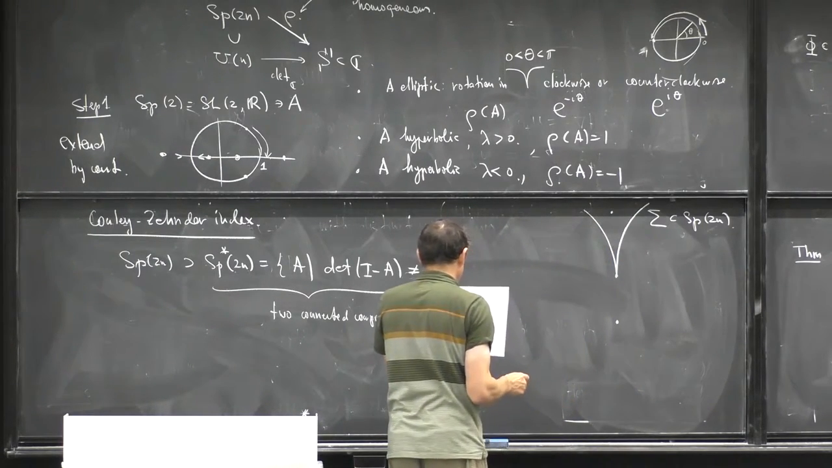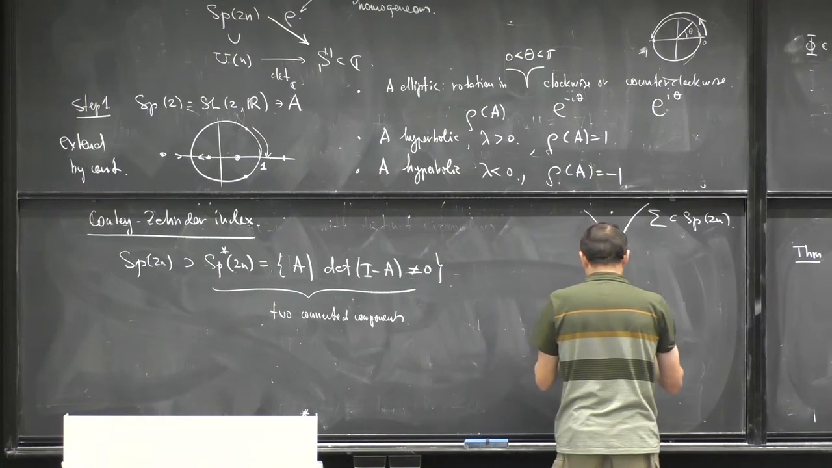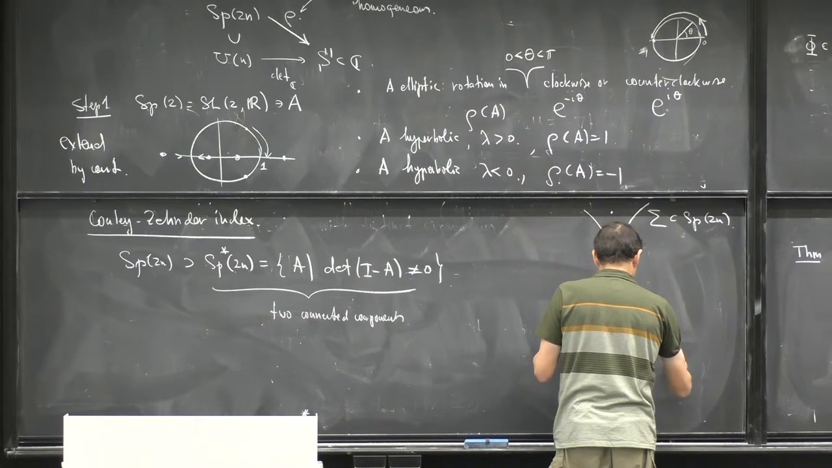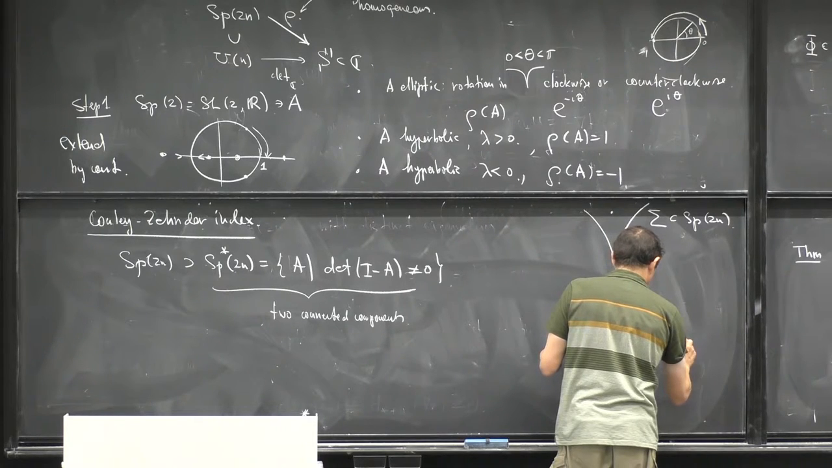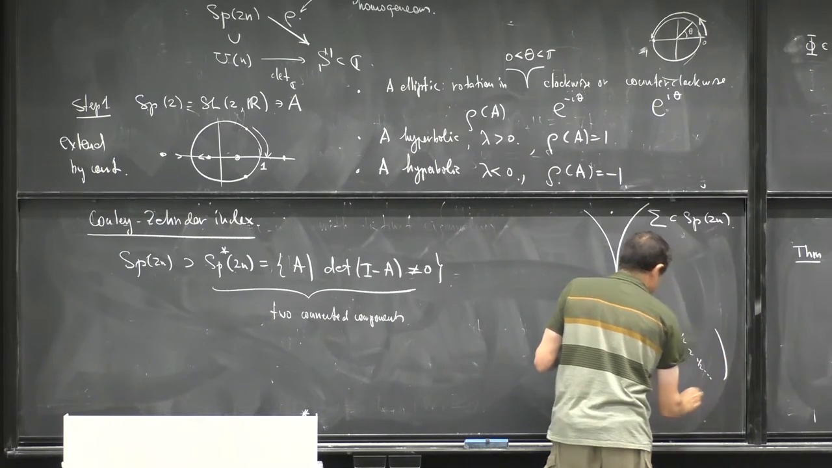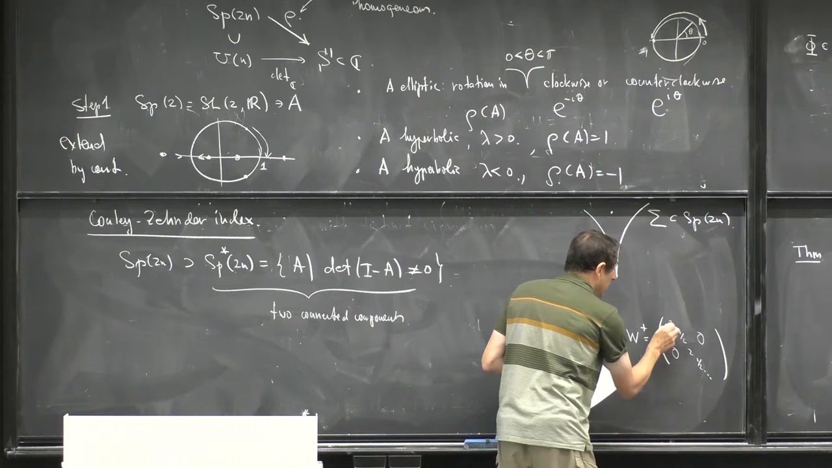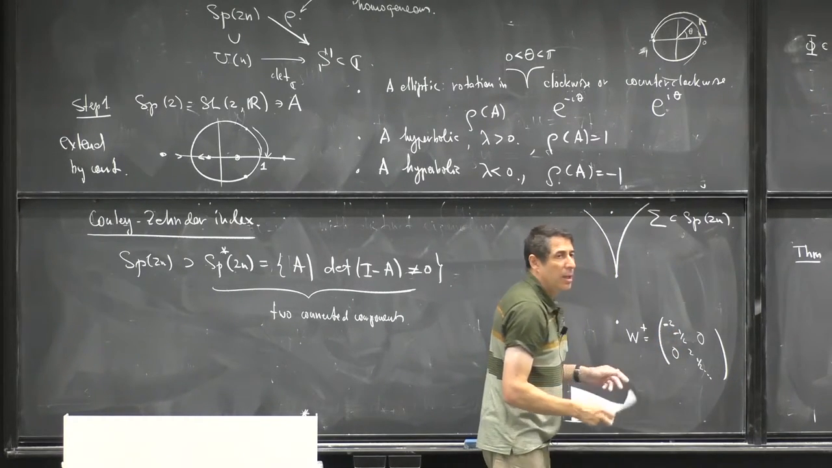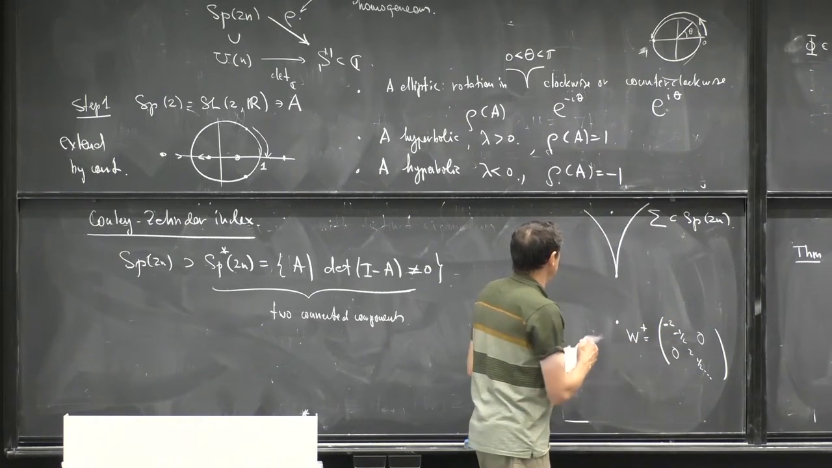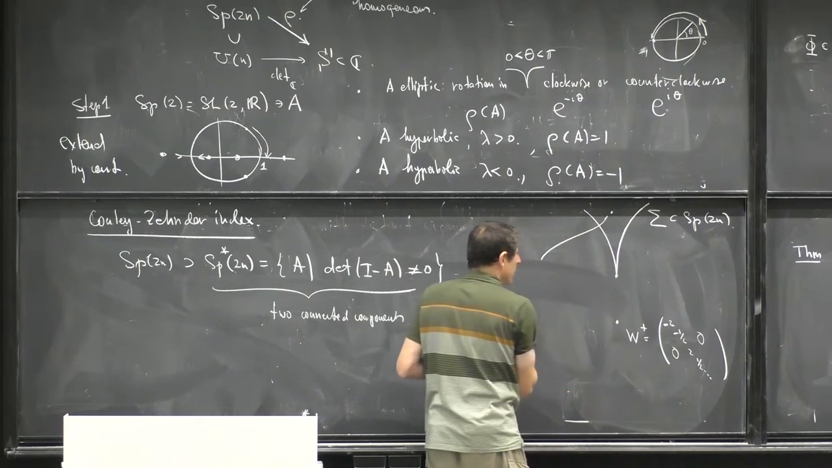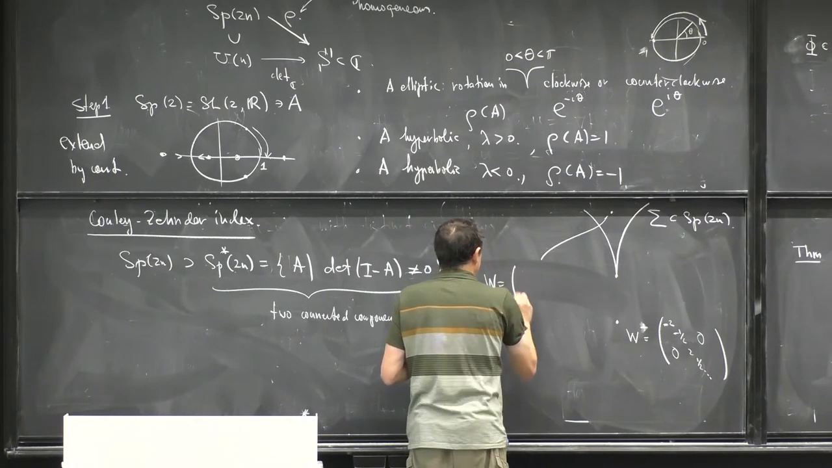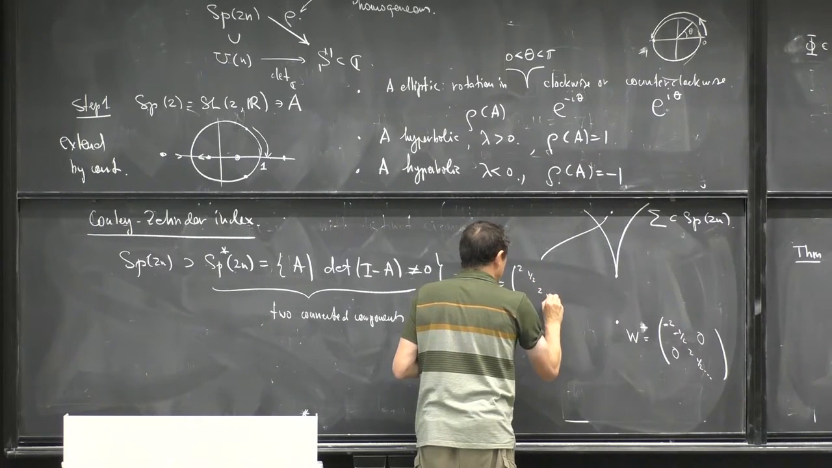I'm going to pick a point in each of the two connected components. In one connected component, I'm going to take a point W plus of the form negative 2, negative 1 half, and then 2, 1 half, et cetera. So this is a hyperbolic transformation with exactly two negative eigenvalues. And in the second connected component, I think this is actually W minus, I'm going to take the purely positive transformation, 2, 1 half, 2, 1 half, etc.